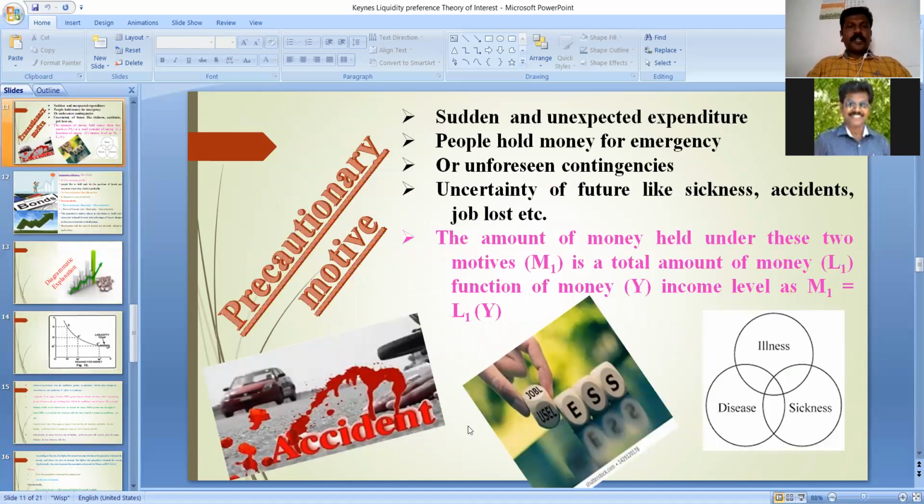Then the second one is the precautionary motive. It also depends upon the level of income, because of sudden and unexpected expenditure. People hold money for emergencies or unforeseen contingencies, uncertainty about the future, like sickness, accident, job loss, unemployment situations. So people want to have money as a precaution.